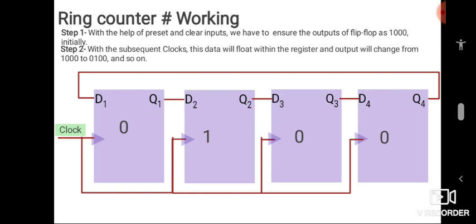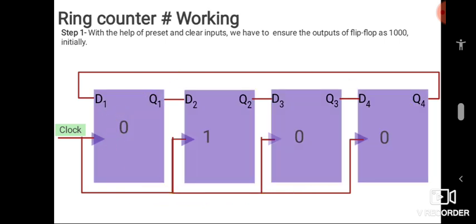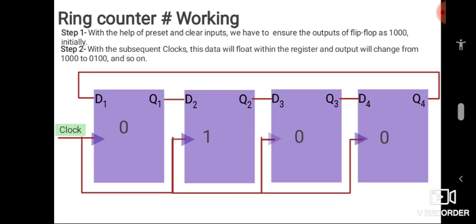That is how, after 4 consecutive clock pulses, the 1 we have taken here will again appear in this flip-flop. Okay, and this process will repeat itself. So here, as you can see, the output of this entire circuit is representing 4 different combinations. The first combination was 1 0 0 0, the second has become 0 1 0 0, the third will become 0 0 1 0, and the last will be 0 0 0 1.